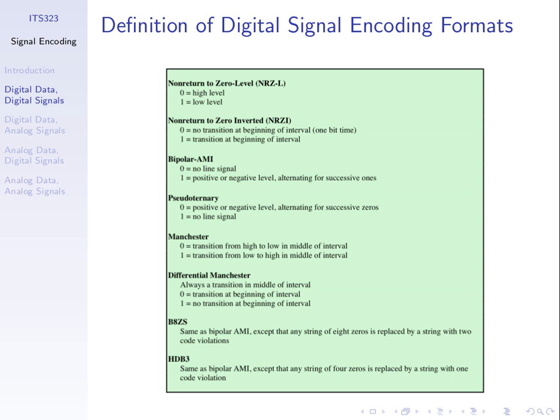Bit zero again, change at the start of the interval, go up to high, and then in the middle. Bit one, do not change at the start. Maintain the level, change just in the middle. Bit one, do not change at the start, just in the middle. Bit zero, change at the start and in the middle. Change at the start and the middle with the next bit zero and the third bit zero. Bit one, do not change at the start of the interval. Maintain the level, change in the middle, and the same with the final bit one.